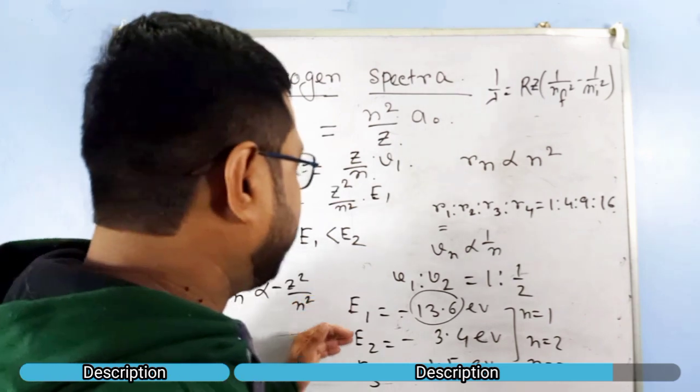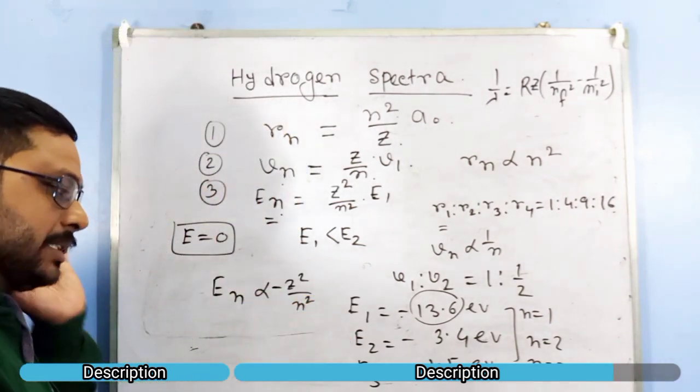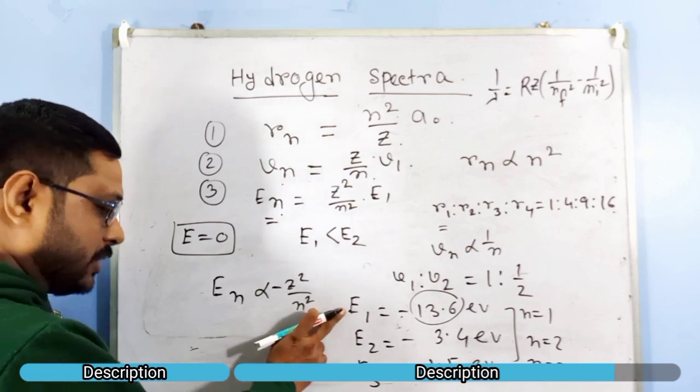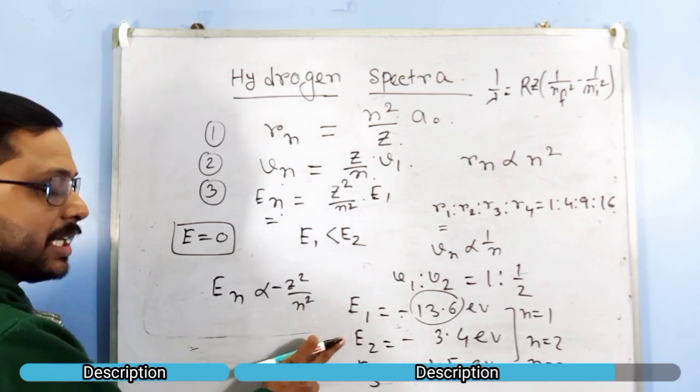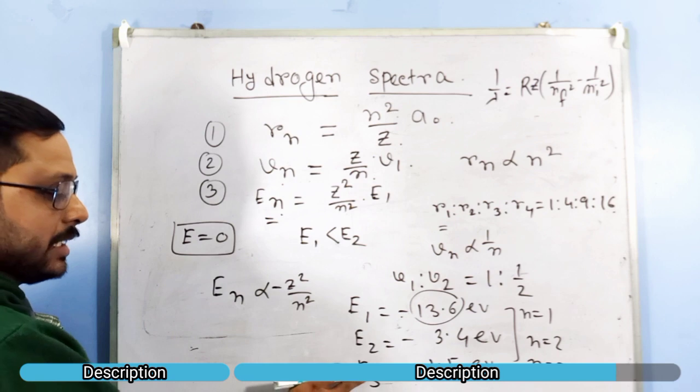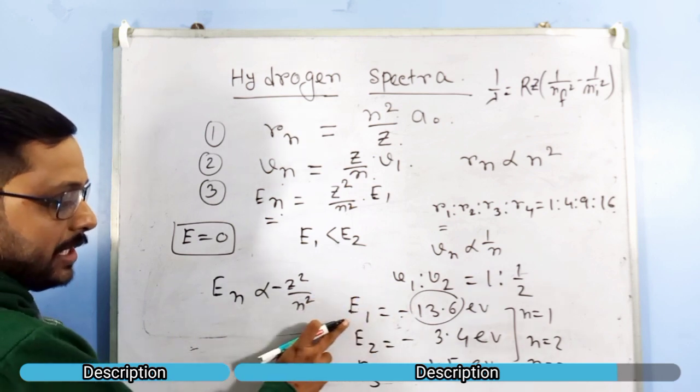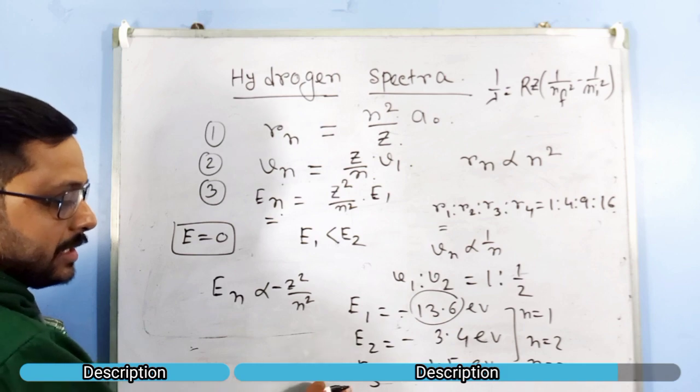So E1, E2, E3 are the energies in the first, second and third orbits. E1 is the ground state energy, E2 is the first excited state, E3 is the second excited state. It is not that E1 is the first excited; no, E1 is the ground level, E2 is the first excited, and E3 the second excited state.